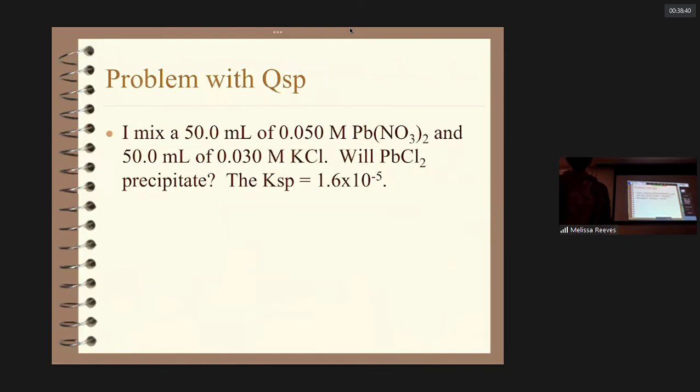So here's a sample problem. Suppose I mix 50 milliliters of 0.05 molar lead nitrate and 50 milliliters of 0.030 molar potassium chloride. Will the lead chloride precipitate? It has a KSP of 1.6 times 10 to the minus 5, which is fairly large for a KSP. I mean, a lot of them, we saw one that was, what, 10 to the minus 97. So this is on the bigger side. But we need to figure out what are the concentrations of the lead and the chlorides that are present in this final solution, and will it give us a QSP bigger than the KSP?